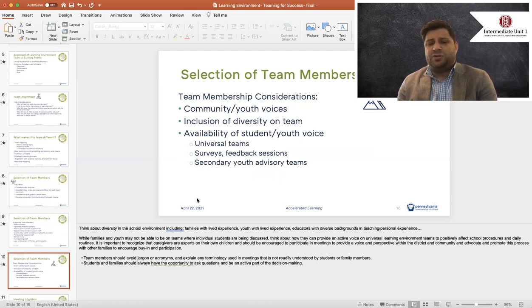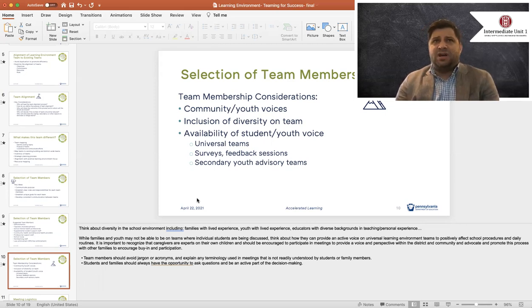While families and youth might not be able to be on teams where individual students are discussed, we still want to encourage and think about how we can have them provide an active voice in a universal learning environment team to positively affect school procedures and routines.